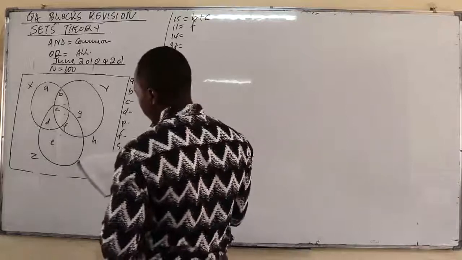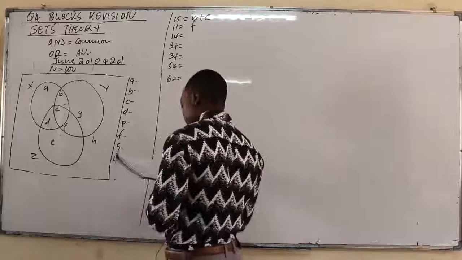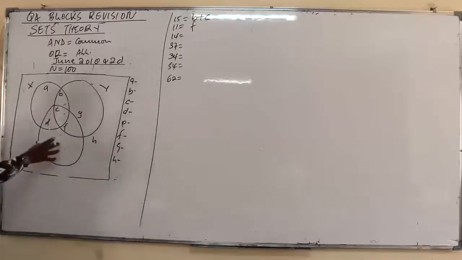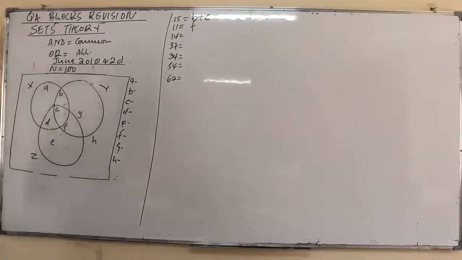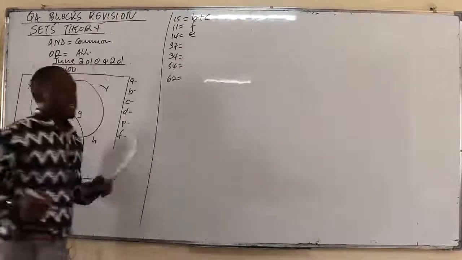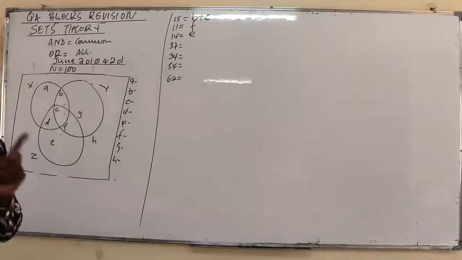14 voters were in favor of Z, but not X or Y. They're in favor of Z, but not X, not Y. So in short, those are the members in favor of Z only. And who is that? We have E. That's E.